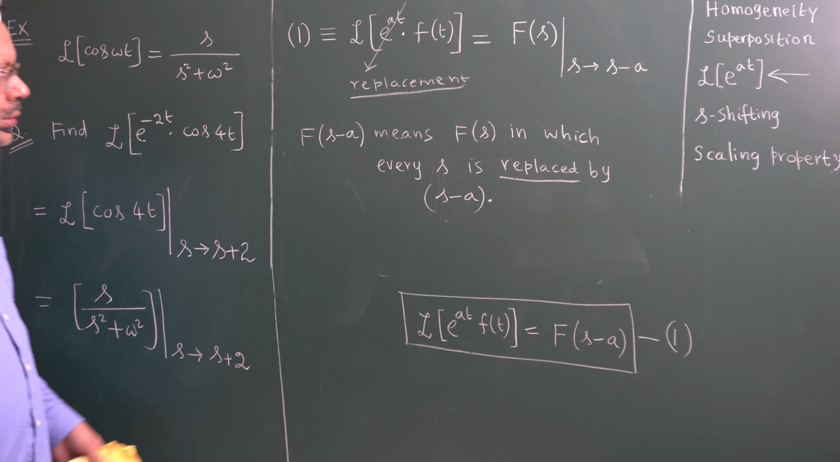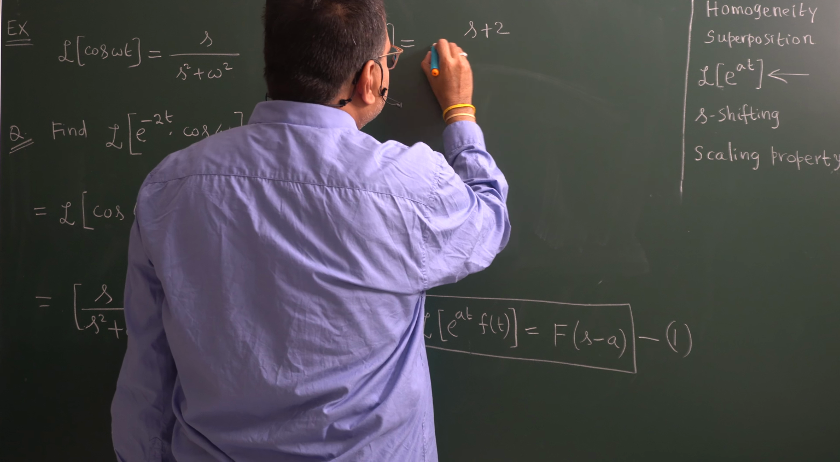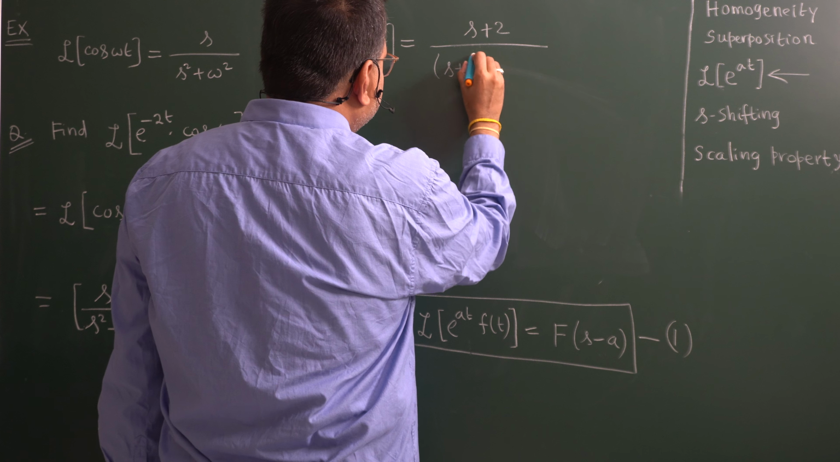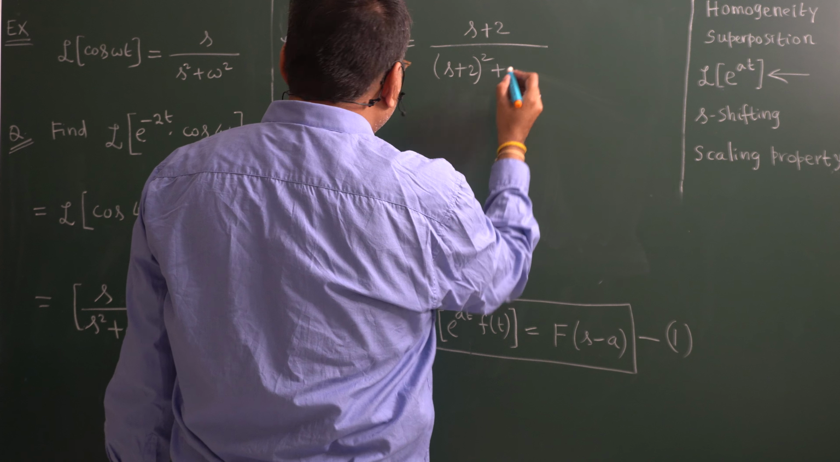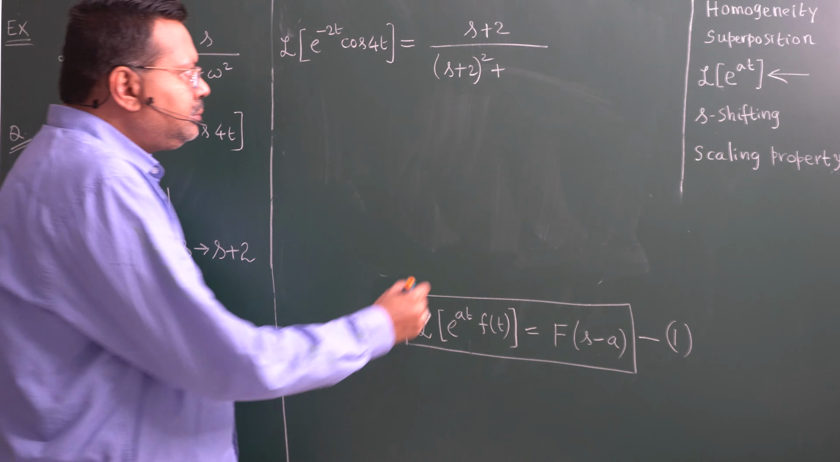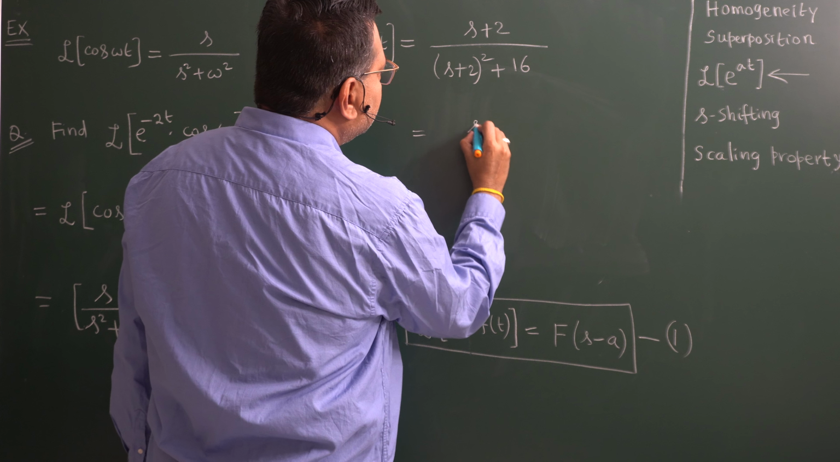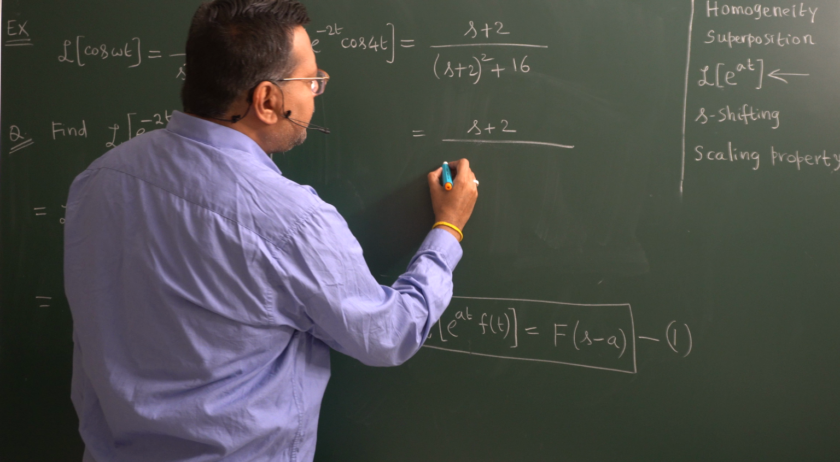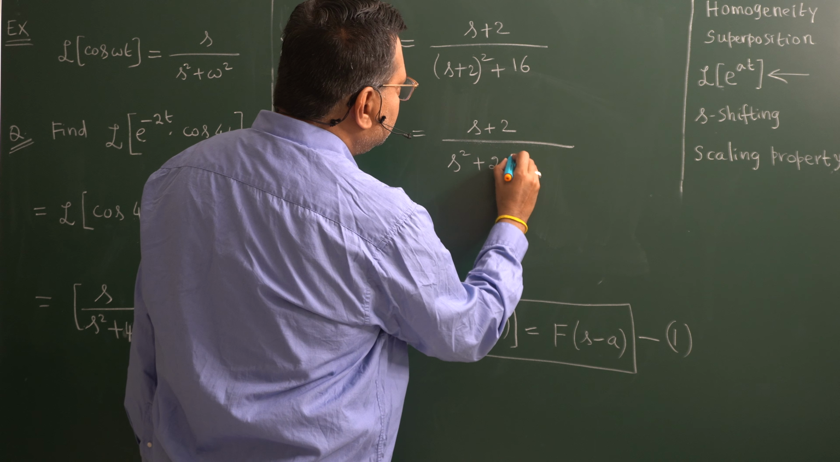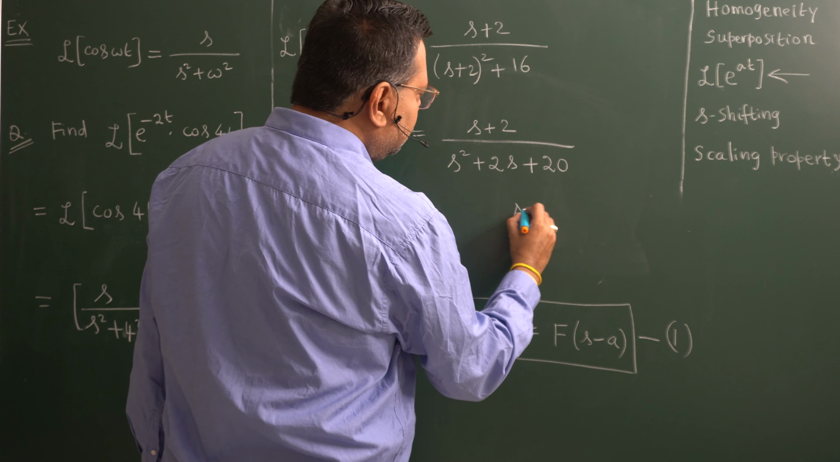Okay, so that we can simplify maybe here. Let us replace this s plus 2 by s plus 2 whole square plus omega square. Of course, here I have written omega. Actually, this is cos 4t, right? So omega square is nothing but 4 square, so better to write that. So this becomes 4 square here, which is 16. So that is equal to, you can simply expand this and write down s plus 2 over s square plus 4s plus 20. So this is the answer.